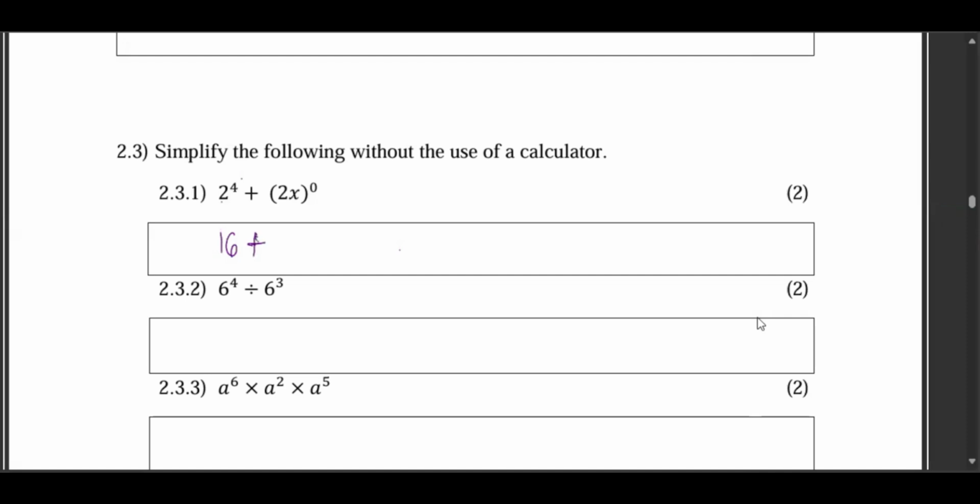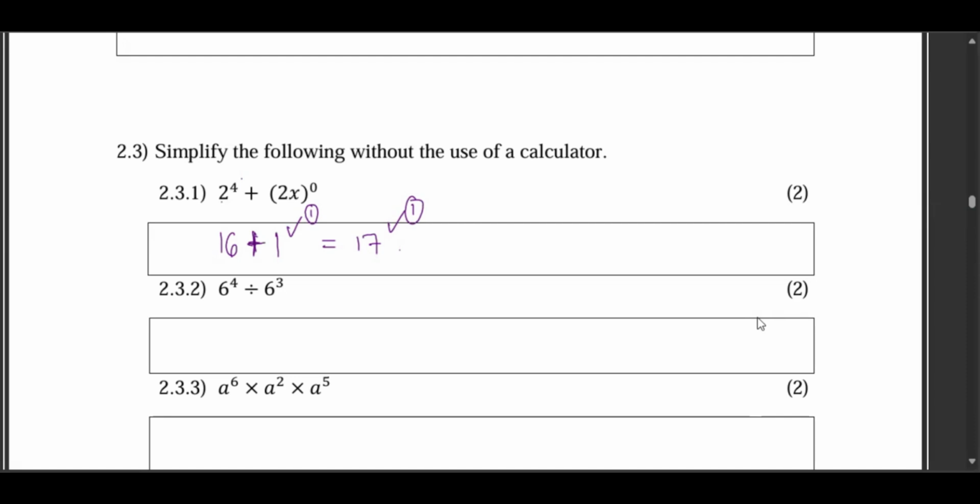Plus, remember the rule. Any number to the power 0, you get 1. So the answer here became 17. Don't just give me 17. I want to see this, and I want to see the answer. Okay, without using a calculator still.